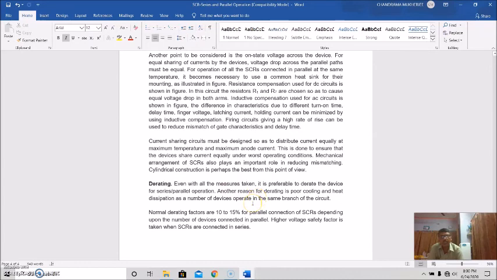Even with all these precautions, still unwanted things can happen, and that's why derating is used for parallel operations. So a 10 to 15% derating factor is used for SCRs, and for series operations, a higher voltage safety factor is taken when SCRs are connected in series. So that's all about SCR series and parallel connections.